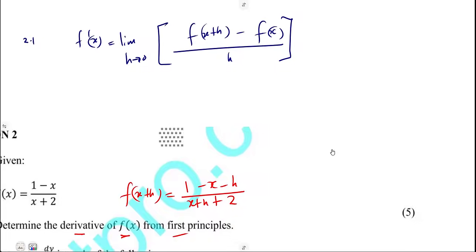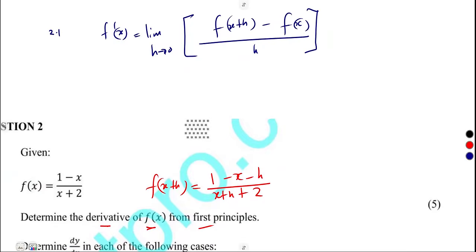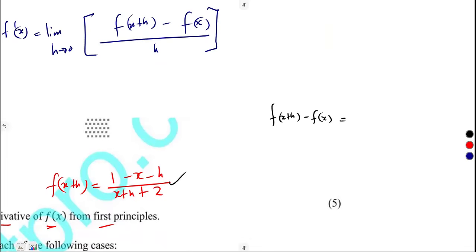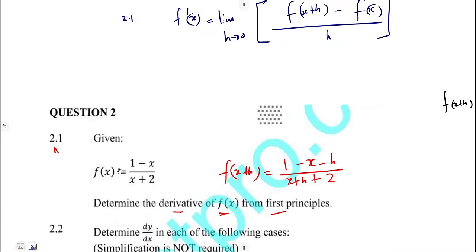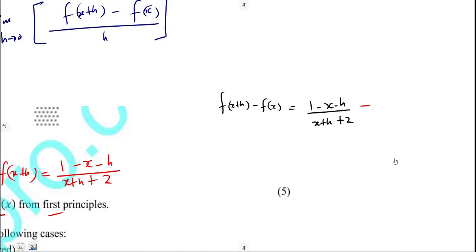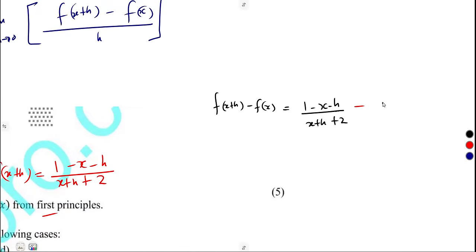So we can simply evaluate the difference of these two, f of x plus h minus f of x. So f of x plus h is this one, 1 minus x minus h over x plus h plus 2. Then we're going to subtract our f of x, which is this one that we are given here, as it is, which is 1 minus x over x plus 2.